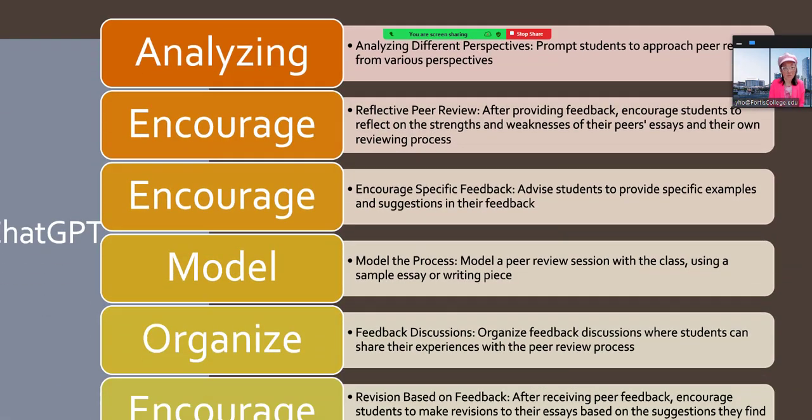And so one good thing about ChatGPT is you can analyze different perspectives. It can help you reflect on peer review. It can encourage specific feedback. It can give you model essays, and it can give you revision advice.